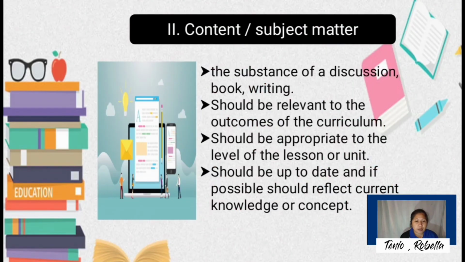Next component is the subject matter. So it should be relevant to the outcome of the curriculum, it should be appropriate to the level of the lesson or the unit, and it should be up to date, and if possible should reflect current knowledge or concept. Subject matter is the topic and the lesson title and the reference. Hindi na sila mo fall sa subject matter. Say for example, you are teaching English subject. So, example of the topic is 8 part of speech, and then the title is noun. Say for example like that.